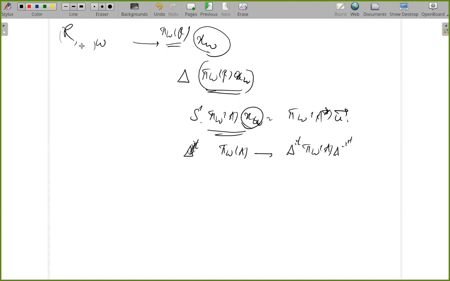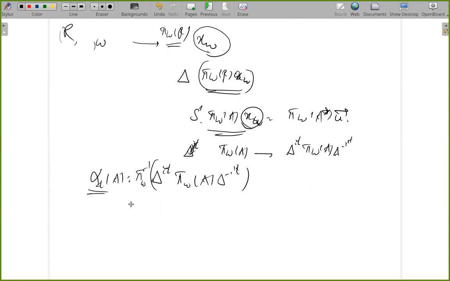So you can just pull it back to R. Alpha T of A is exactly delta to the IT, pi omega of A, delta to the minus IT. Now this is again an element of pi omega of R. So then you take a pi omega inverse. Although we had done it in a represented case, you can talk about it in an abstract sense, and then you have this one parameter automorphism group.